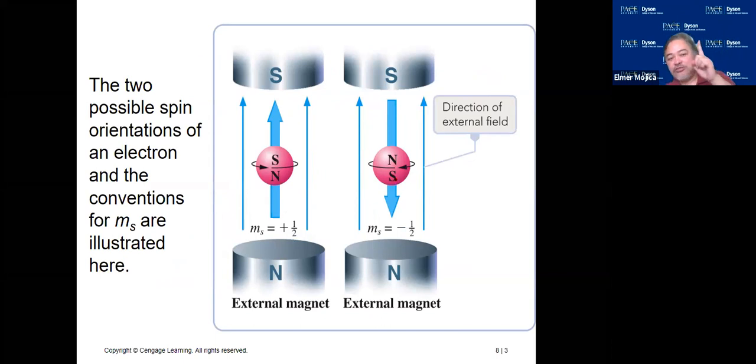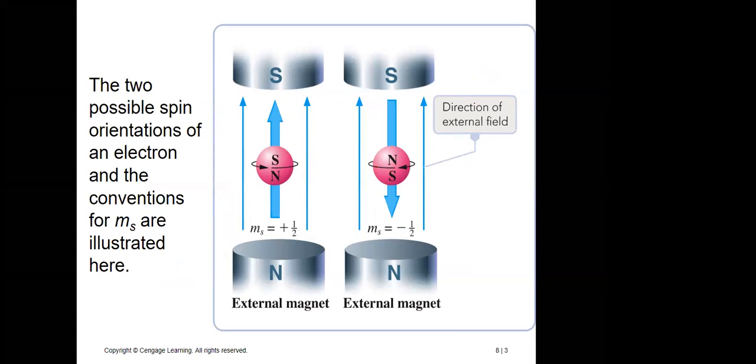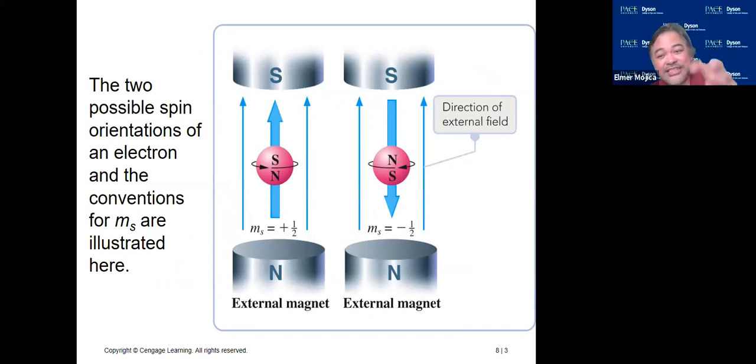There are only 2 possible spin orientations of an electron, and the conventions for m sub s are given here. I told you this is really related to chapter 7, so I don't want to stop. For each orbital there are 2 possible m sub s values, which means there are 2 electrons, and the 2 electrons that occupy it are of opposite spin.